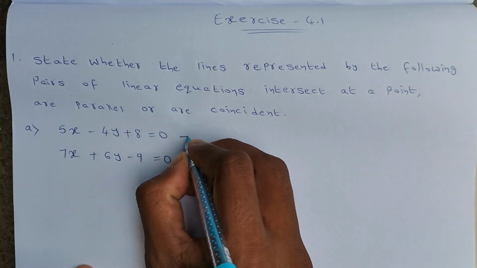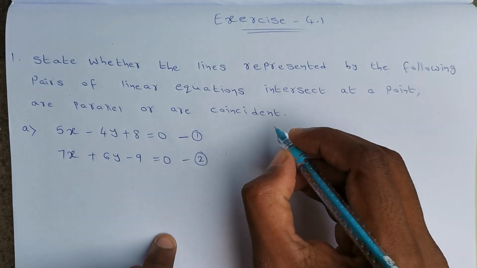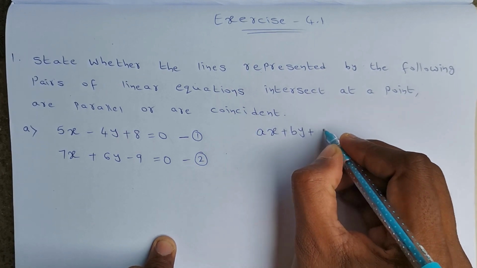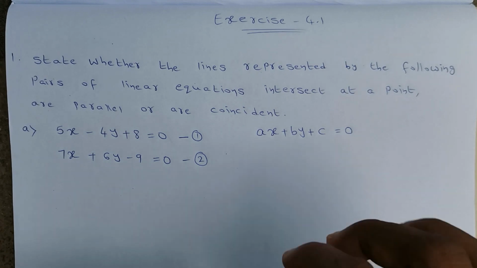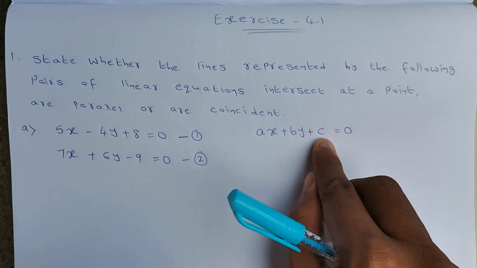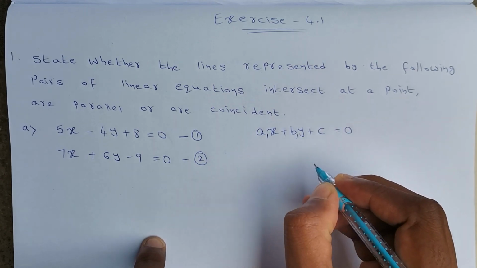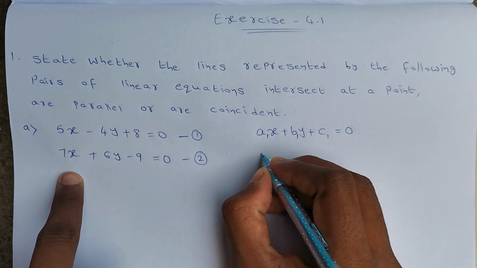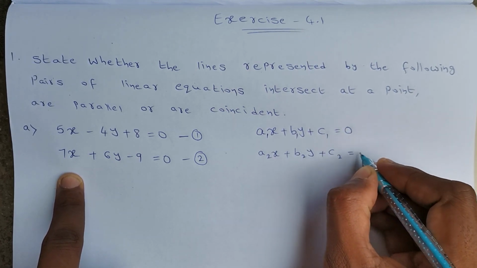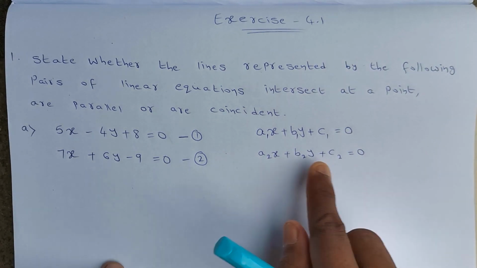So this I am taking as equation 1 and this I am taking as equation 2. A pair of linear equations will be in the form of ax plus by plus c equals 0. It's nothing but x coefficient is a, y coefficient is b and constant c. So in this case we have two equations, that's why I'm writing a1, b1, c1. Now the second equation will become a2x plus b2y plus c2 equals 0. Here the x coefficient is a2, y coefficient b2, and c2 is the constant in the second equation.